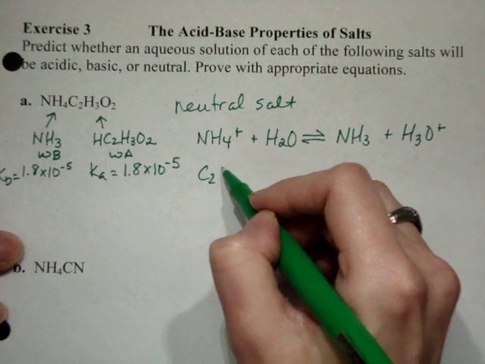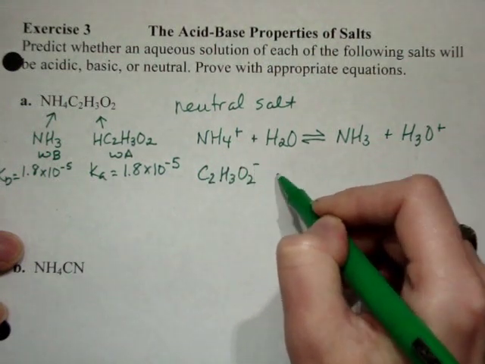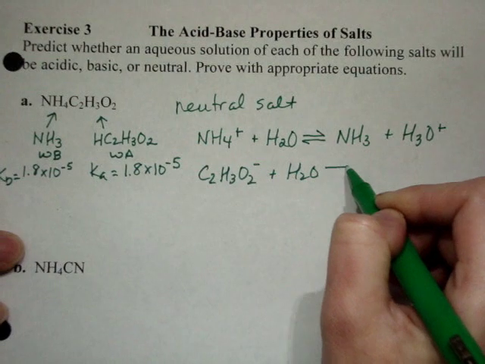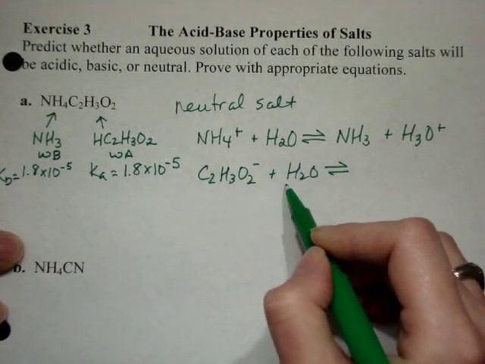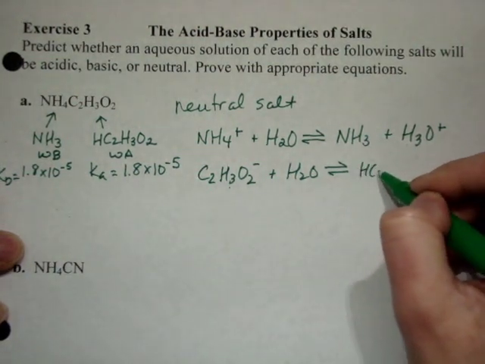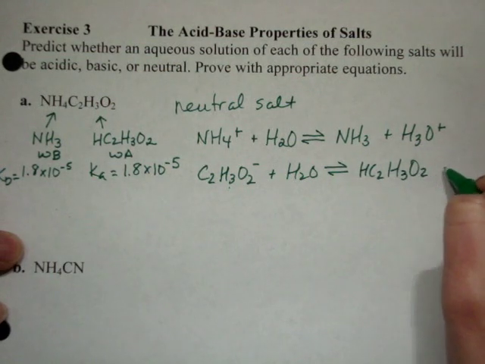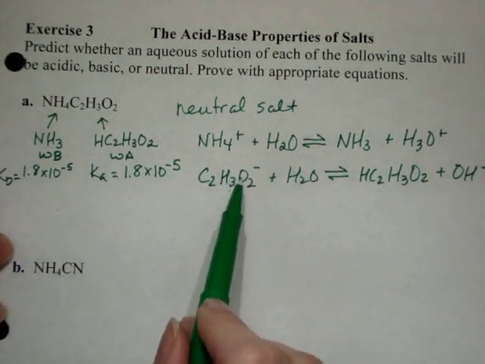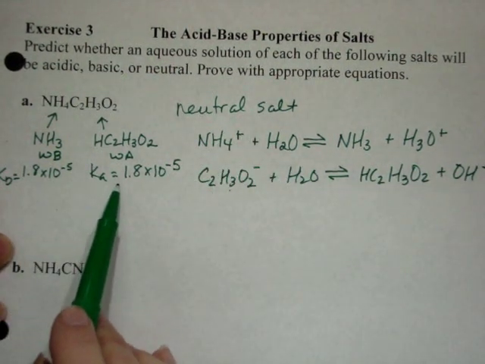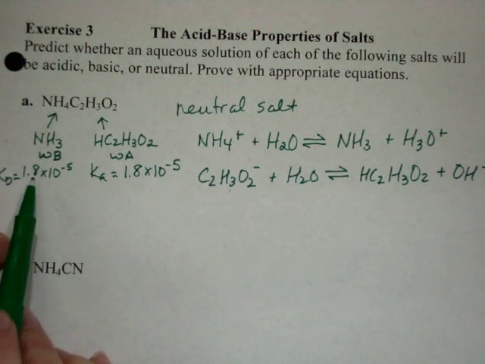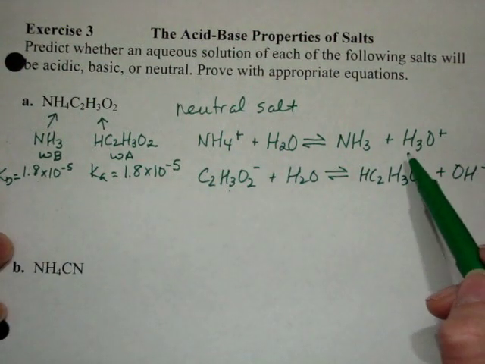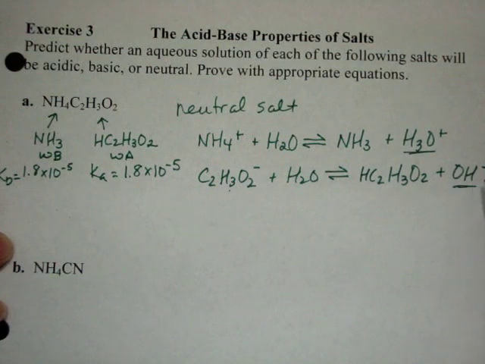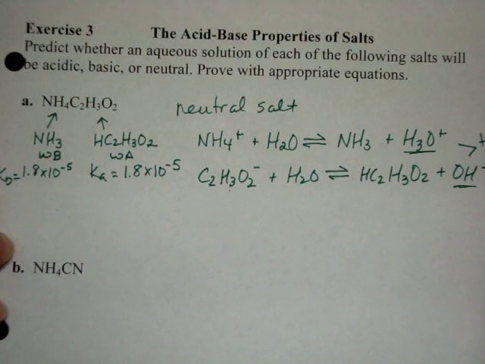And then the acetate ion is acting as a base. Acting as a base, it wants the hydrogen to make acetic acid and the hydroxide ion. Both of these things are happening, but since the Ka and the Kb are exactly the same, they're making equal amounts of hydronium and hydroxide, which will then form water. So then you get a neutral salt.